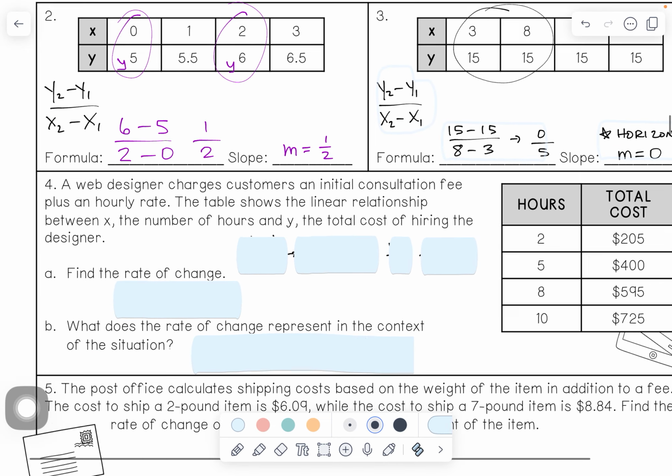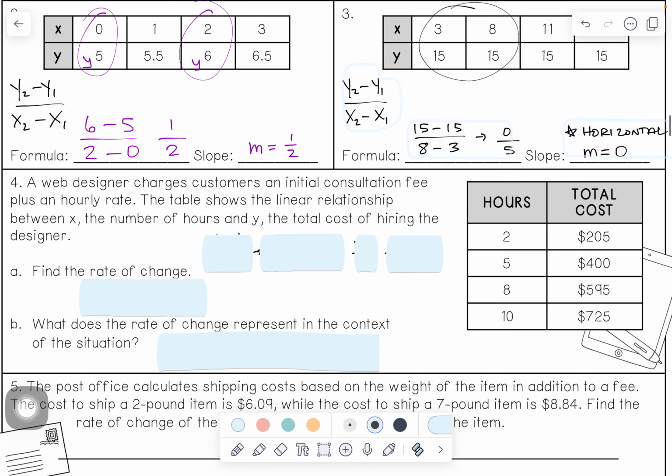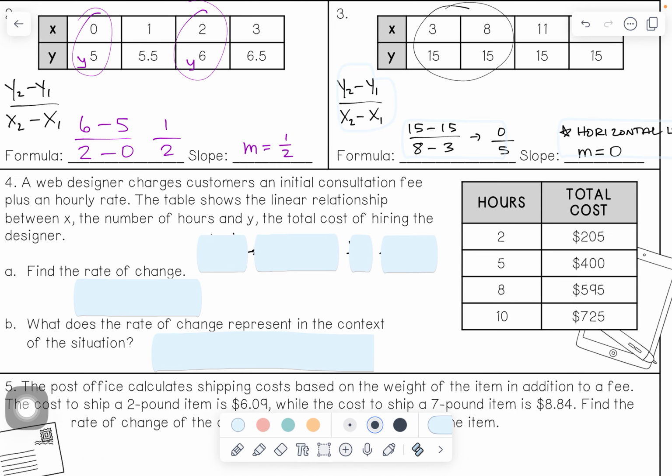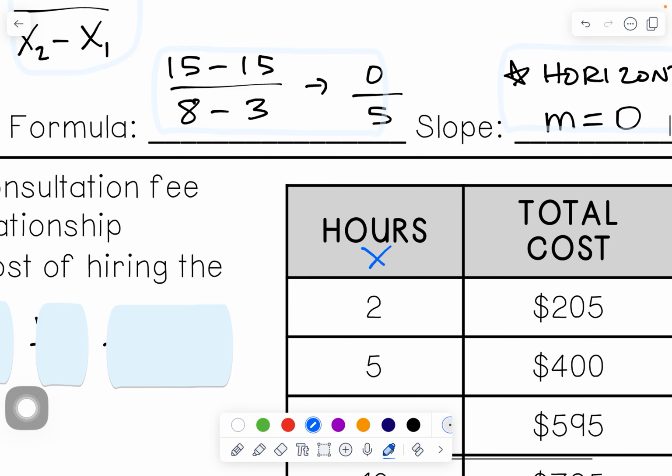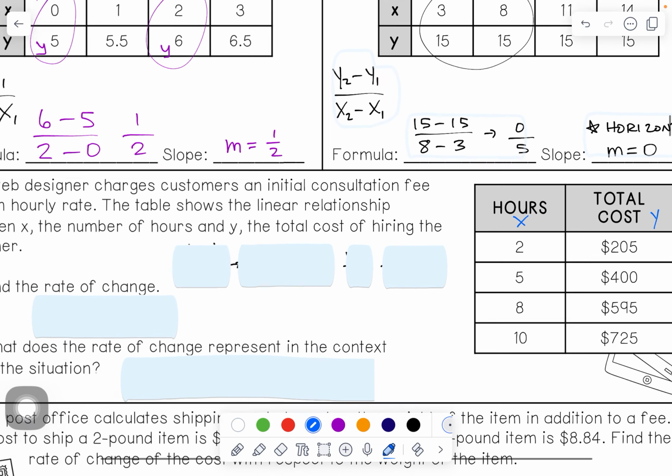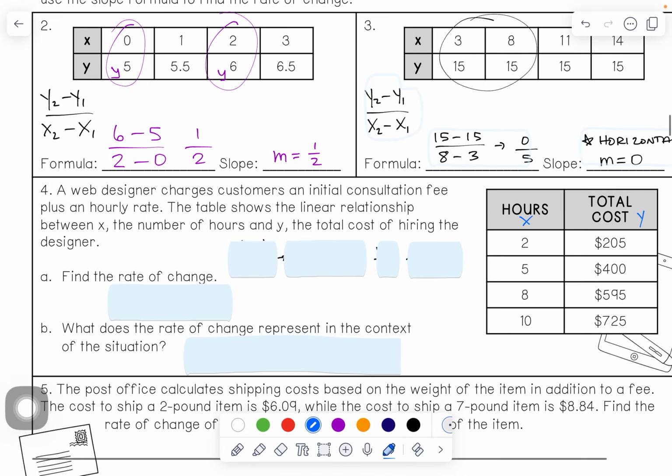What about when we get a word problem? The process doesn't change. Okay, we still have a table. We still have x values and y values, right? This is my x column. This is my y column. Okay, go ahead and push pause. See if you can come up with a slope for that one.